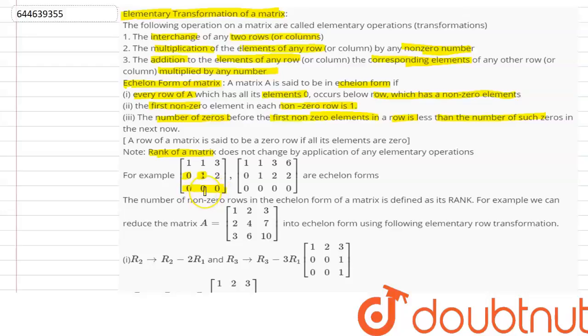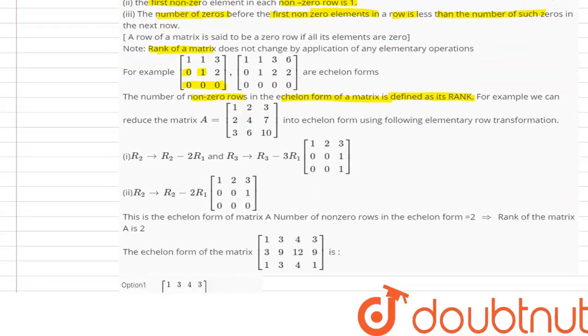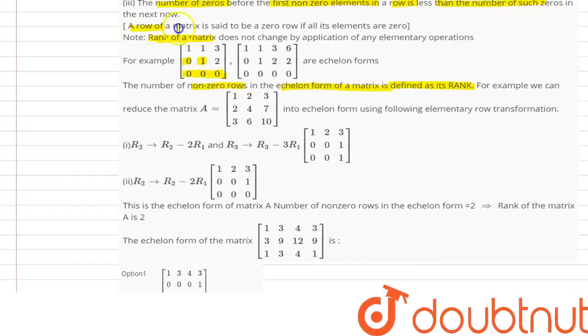Now using elementary transformations we can transform a matrix into echelon form, and the number of non-zero rows in an echelon form of a matrix is called the rank. And we also know one more thing: doing all these elementary transformations, there won't be any change in the rank of a matrix.